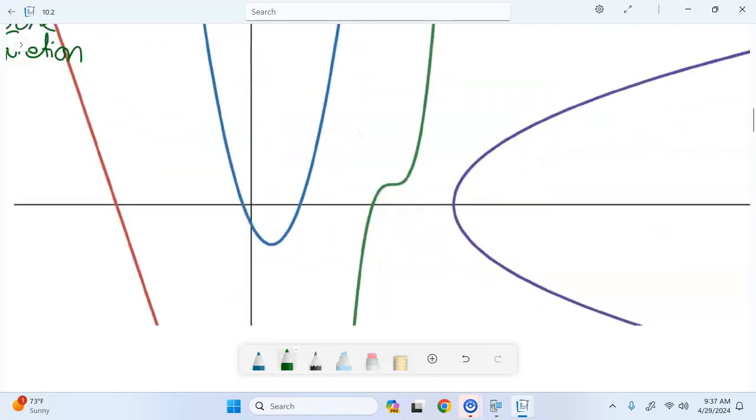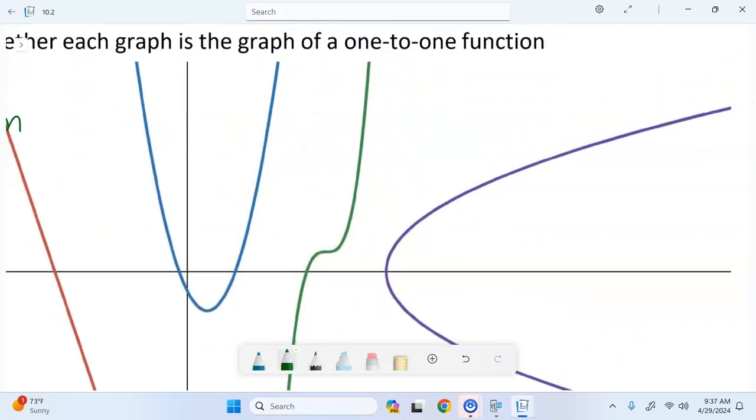All right? We have a quadratic here. Parabola. So horizontal line test. Is it a function? It's still a function. Passes the vertical line test. Just not a one-to-one. Not one-to-one.